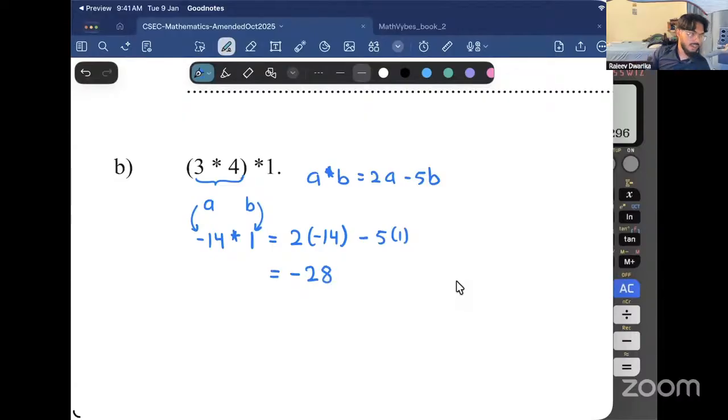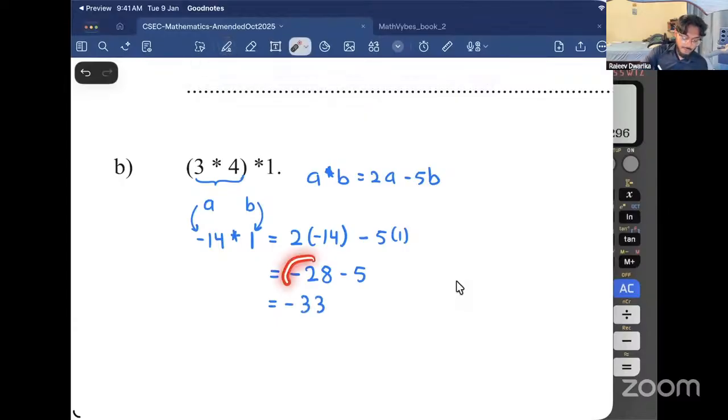And then you have minus 5 by 1. What's minus 5 by 1? Minus 5, because you have a negative by a positive. You have negative 5 by positive 1. A negative by a positive is a negative. And so imagine you take $28 and take $5 more. How much money do you take altogether?